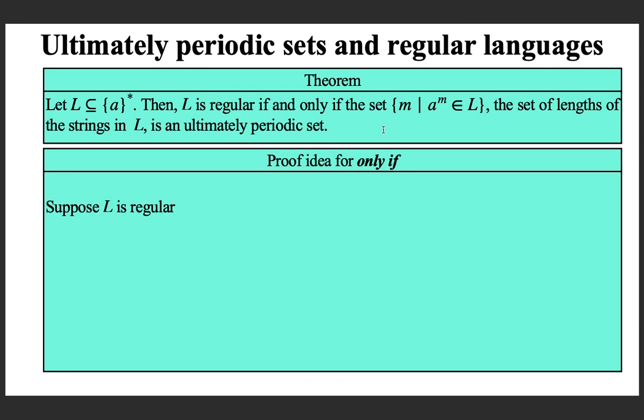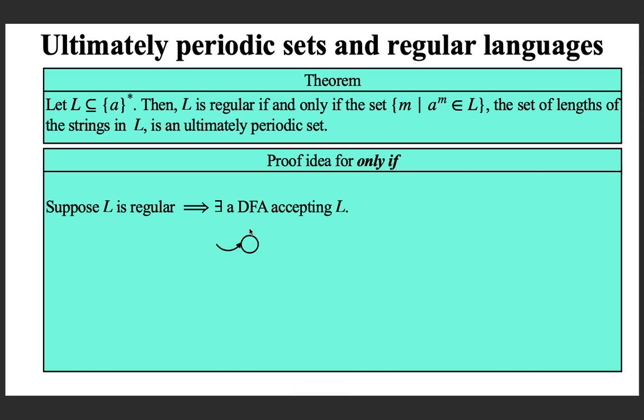So we have to prove the "only if" direction, that is, it is regular only if the length set is ultimately periodic. Now suppose that a language over a singleton alphabet set is regular. Then without loss of generality there exists a deterministic finite state automaton accepting the language. See that the language is over the singleton alphabet set, so in the DFA, transitions are all for the symbol A, because only A is the symbol.